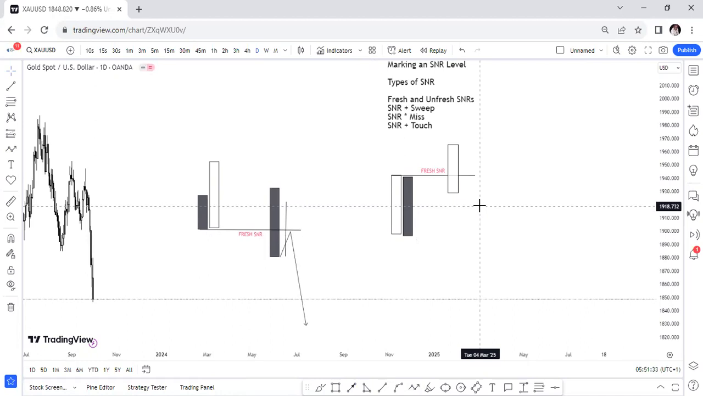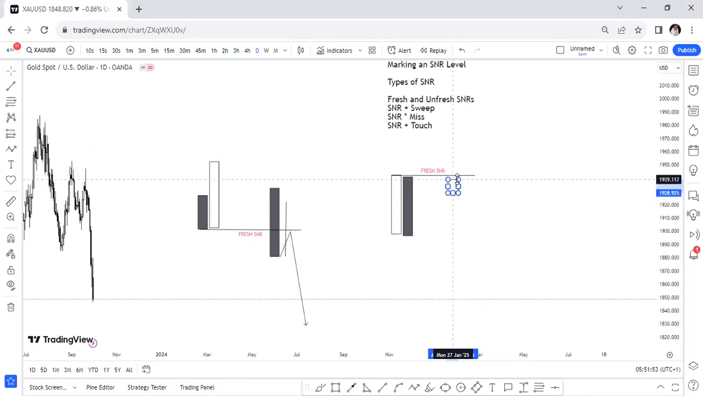Fresh is an SNR level that has not been tapped by a wick. If it is tapped by the body, it's still fresh. If it's tapped by the wick, that means it's an unfresh level. Something like this. If you have a wick like this, a wick.